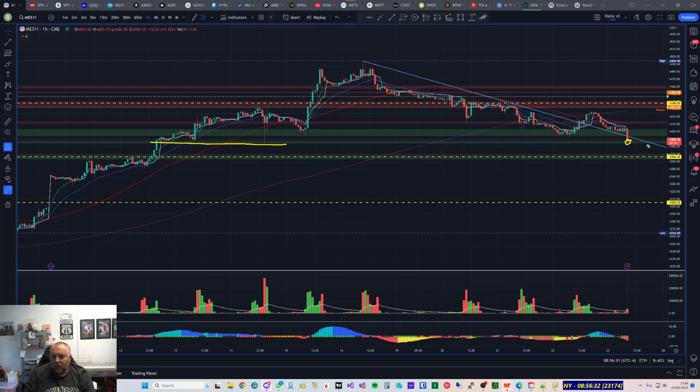And the real bounce area is going to be 4366, this area here, which happens to be this area of support, and then it went through that support and is now resistance, it went through the resistance and that is now the floor or the support area. So I'll be looking for 4366, 4370, that area as a bounce, and that'll be a full size position bounce.